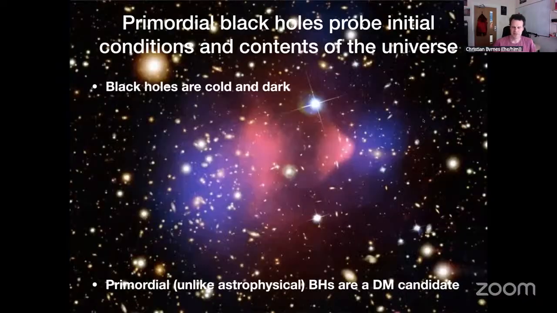So primordial black holes, why am I interested in them? Because they probe the initial conditions and the contents of the universe. Black holes are cold and dark, so clearly they're, in a sense, a part of dark matter. But we know via CMB observations that dark matter needs to predate the formation of the CMB, while astrophysical black holes come after stars, right? Typically, they're dead stars. So an astrophysical black hole cannot make up a large fraction of dark matter, whilst a primordial black hole could be all of the dark matter.